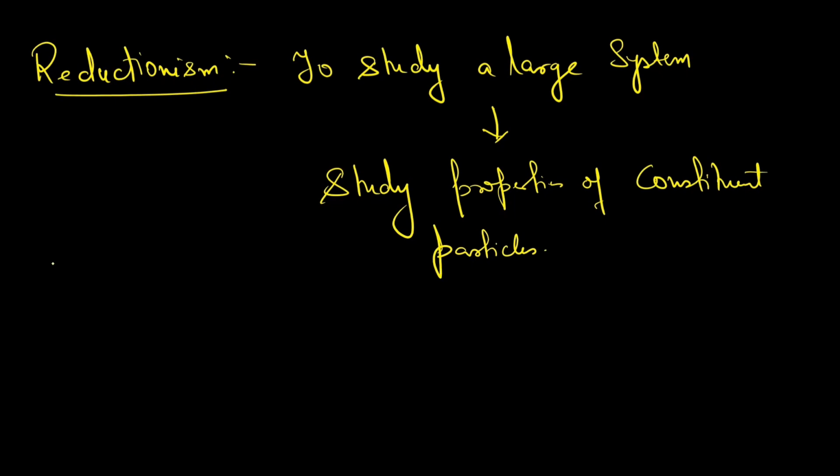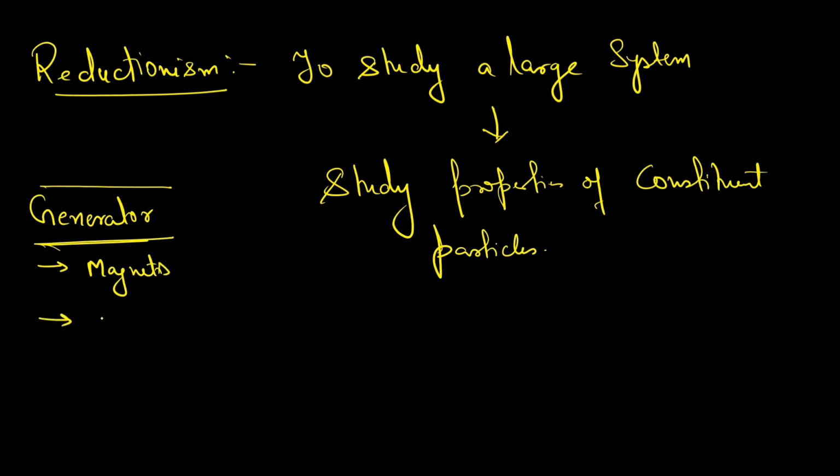For example, we have to understand the working of a generator, the generator we use in parties and so on. We will open each and every part. We will see the magnets and what their function is, which we have already studied. Then we see the armature coil, a coil made of copper. Then we see the slip rings, a ring of copper. So we study the smaller parts and how they work together.